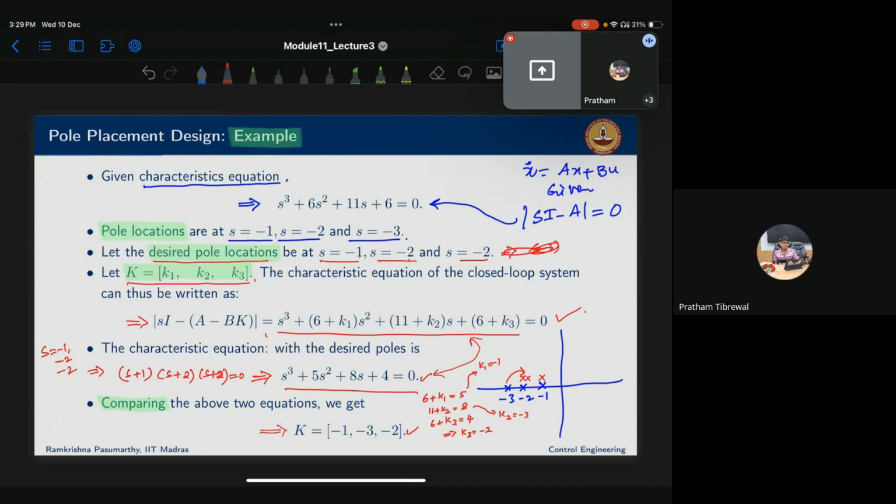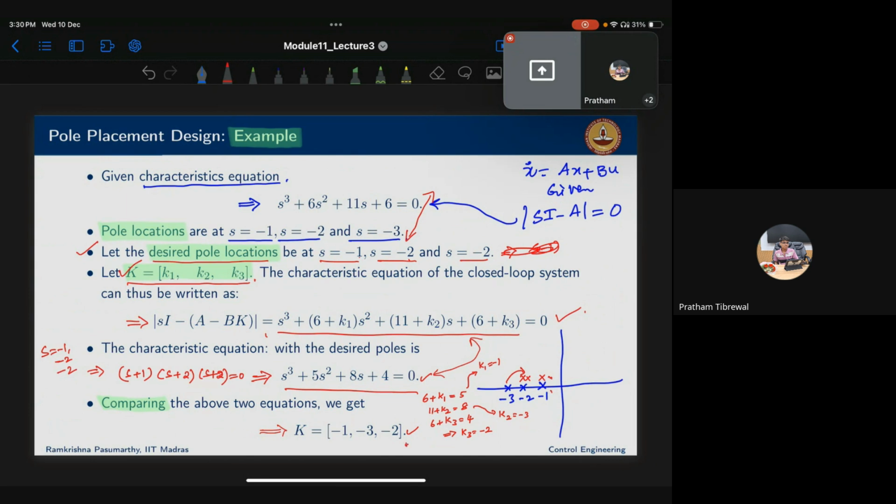Yes, sir. So simply, first this is the given, and these are the desired poles. Blue one is given and red is desired. We wanted to design K in such a way that the closed loop system should have these red poles. The third pole will jump to minus 2 itself.